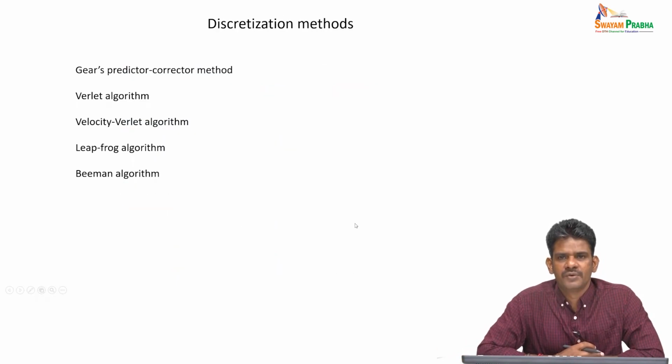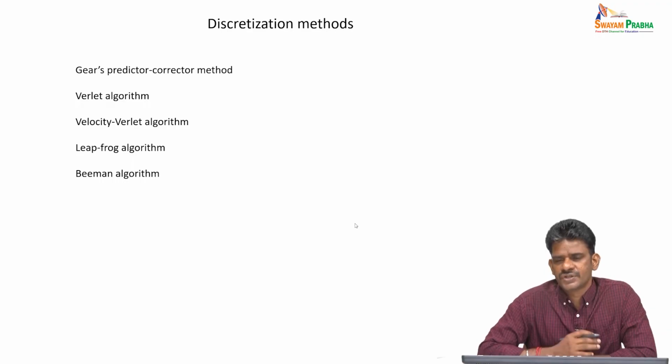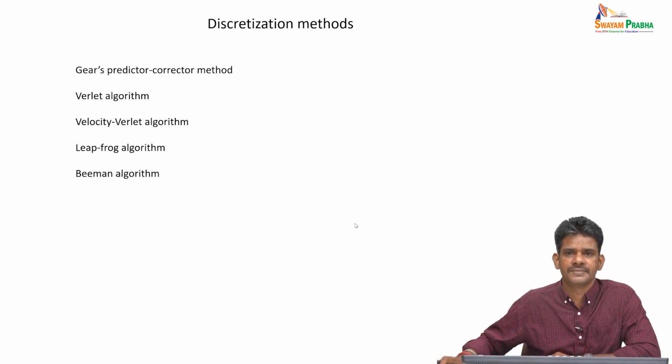We also talked about various discretization methods, because this equation of motion cannot be solved analytically. So, you need a numerical technique to solve it. There are a bunch of techniques: the Gear predictor corrector method, the Verlet algorithm, velocity Verlet algorithm, leapfrog algorithm, Beeman algorithm, etc. There are a bunch of other algorithms too, but we focused only on the most important ones, which are available in commercial MD codes as well as open source codes.